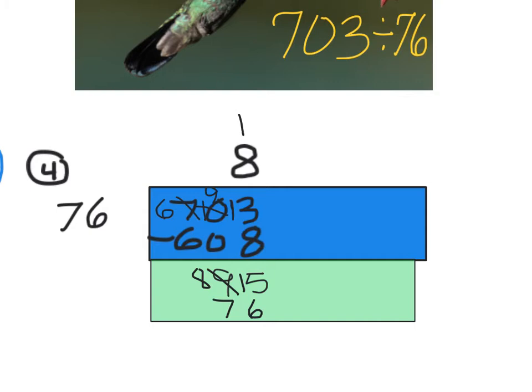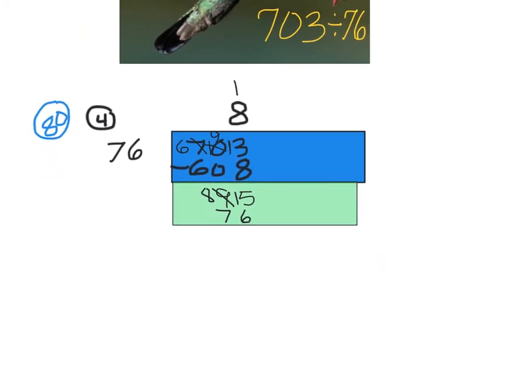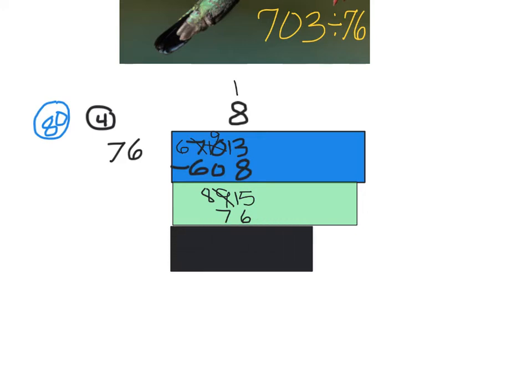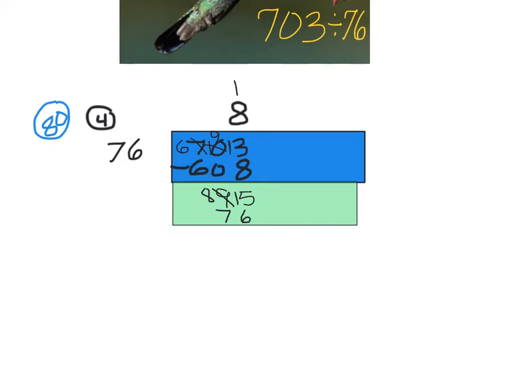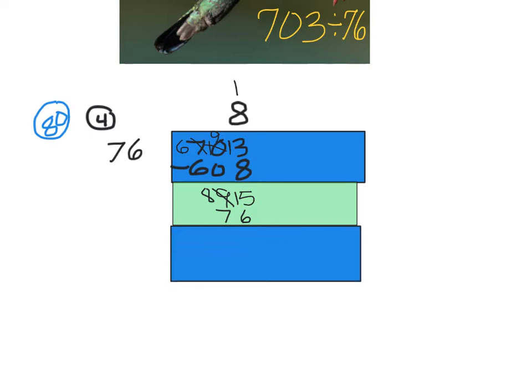So I will add another area box. So I'm going to do that right here. And add my, whoops, that's not the color I wanted. I want to use the blue. And I'll add an area box right in there. And now I can simply subtract. And 15 minus 6 is going to give me 9. So I'll drop my 9. And 8 minus 7 is going to give me 1. So I'll drop a 1 right there. And now I double check again, and 19 is smaller than 76.